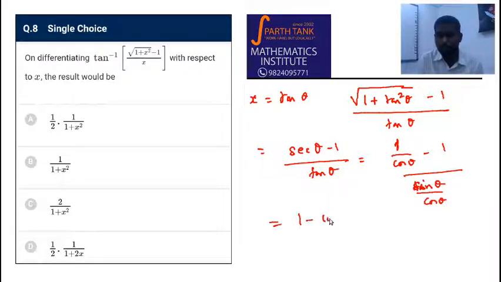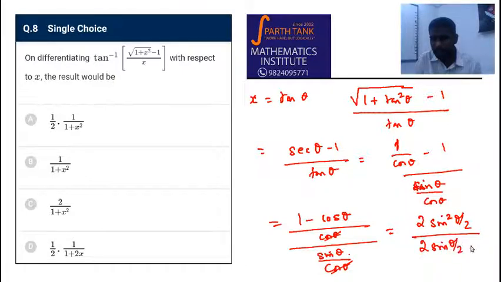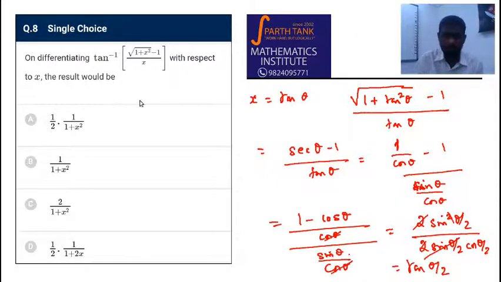This is equal to (1 minus cos theta) by cos theta, the whole thing divided by sin theta by cos theta. So this is gone and I get 2 sin squared theta by 2 in the numerator. 1 minus cos theta is 2 sin squared theta by 2, and sin theta I can write as 2 sin theta by 2 cos theta by 2. 2 and 2 are gone, sin squared theta by 2 and sin theta by 2 are gone. So this is tan theta by 2. So what we have in the bracket is tan theta by 2.